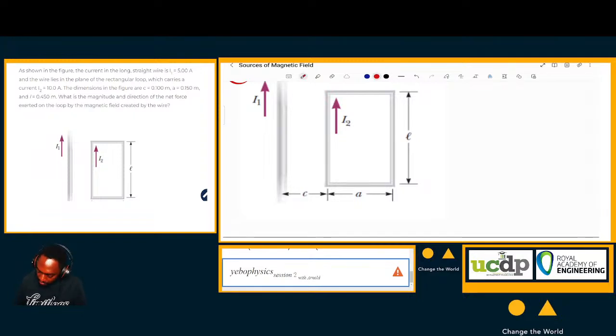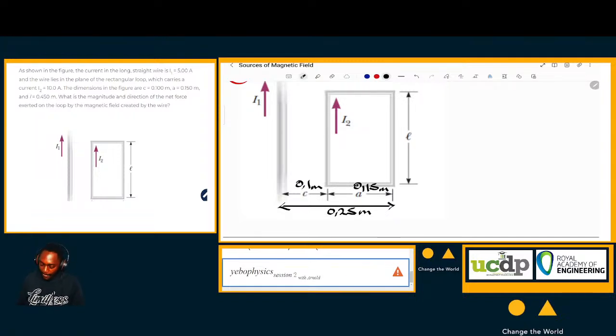I'm going to put the magnitudes here. C is 0.1, and for A, 0.15. Yes, 0.15, and C plus A, from there to there, is going to be 0.25 meters.